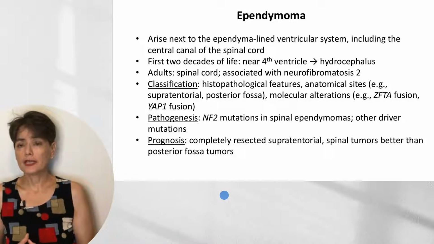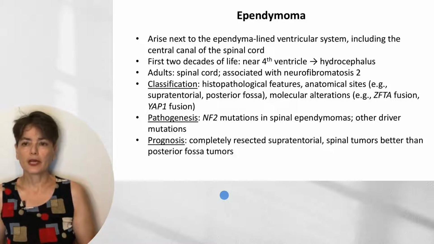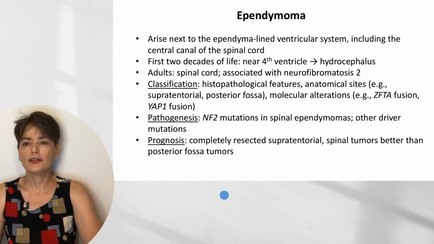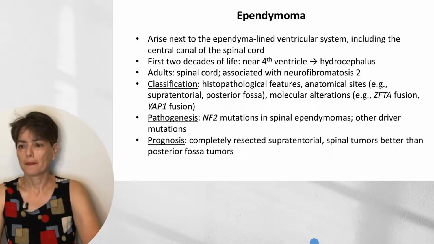Now, with the new WHO classification, it's gotten quite complicated. There's a combination of histopathological features, anatomic sites, such as whether it's supratentorial or posterior fossa, as well as molecular alterations, such as a couple of different fusion proteins. Just suffice to say that this is a very complicated classification system. Pathogenesis is related to NF2 mutations in our spinal ependymomas, as well as other driver mutations in other ependymomas. And the prognosis is excellent. Completely resected supratentorial and spinal tumors tend to do better than the posterior fossa tumors.